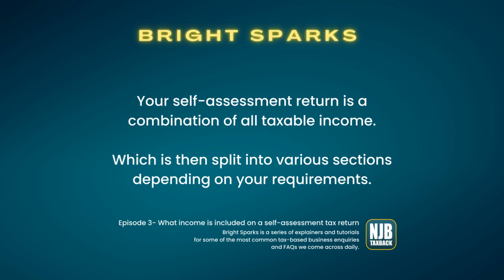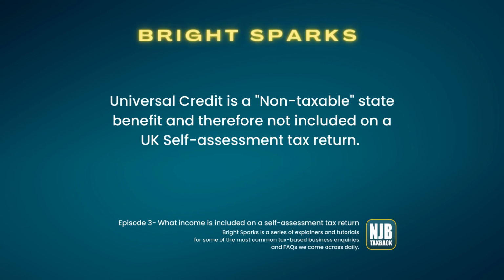In summary, all of your income, assuming obviously that it is taxable, goes on a tax return. A few quick questions that also come up quite frequently is what is taxable and what isn't. There are a number of state benefits that are taxable, and there are also a number that are not. Universal credit being the big one that is not taxable. So you do not need to include universal credit on your tax return.